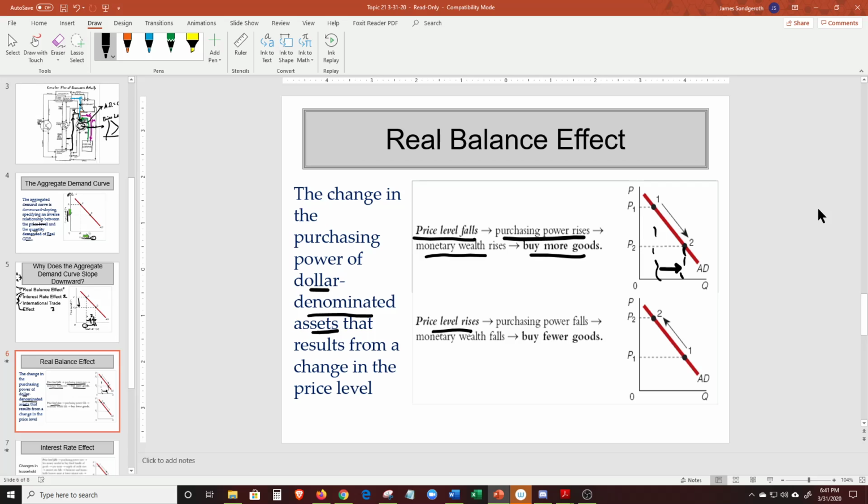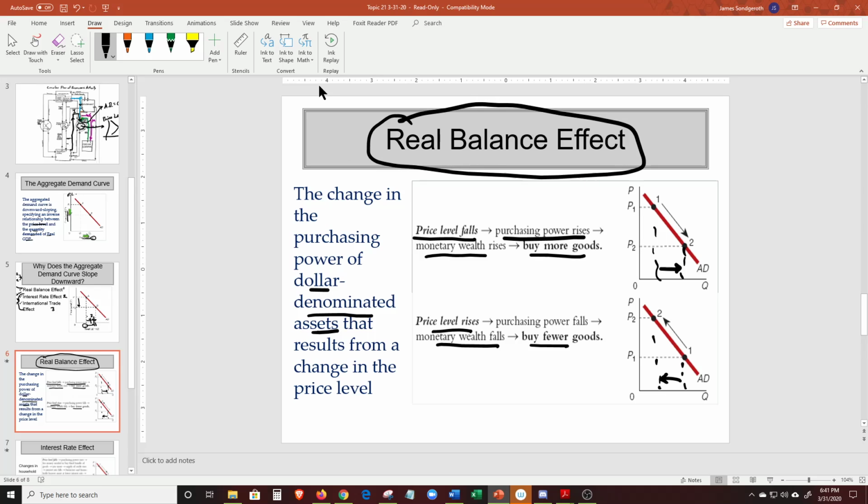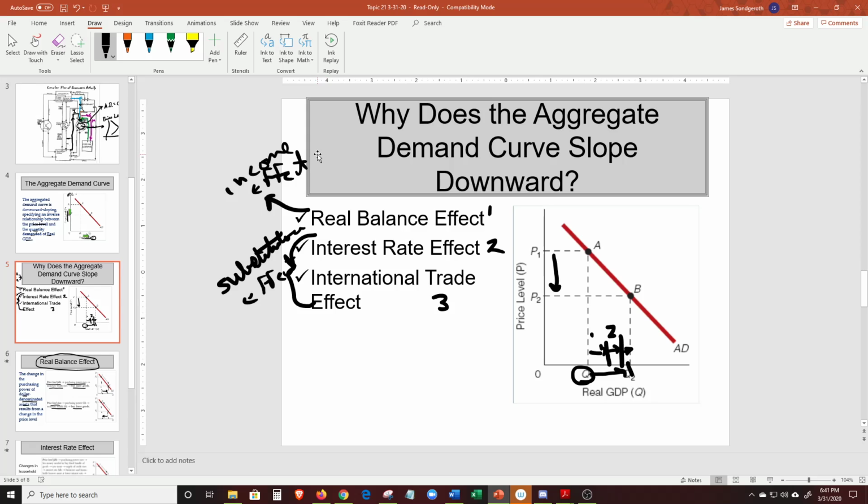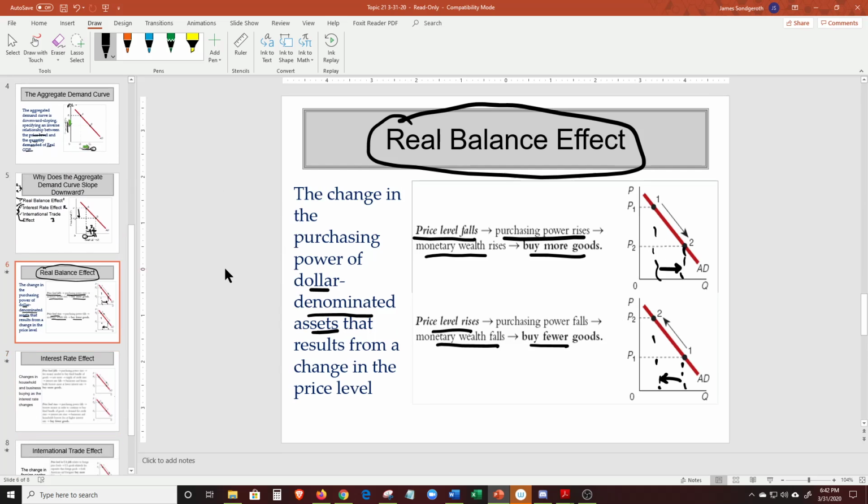However, on the other side, if the price level rises, that $100,000 won't purchase as much anymore. Its purchasing power falls, your monetary wealth falls, you buy fewer goods, and essentially reduce the quantity demanded. So this whole thing about the purchasing power of your savings or checking accounts is called the real balance effect. All right, so there's our number 1. If we go back here, that's our number 1 reason. Okay, we could ask how big is this effect?